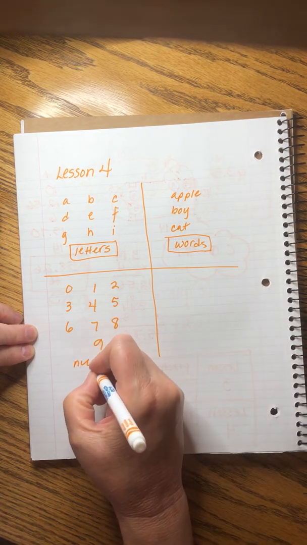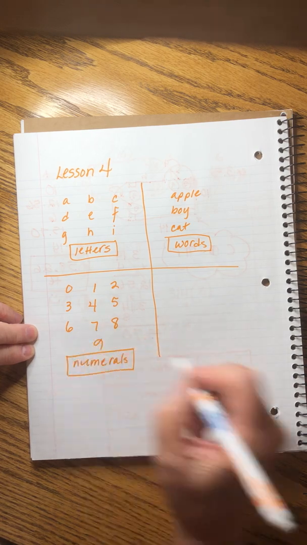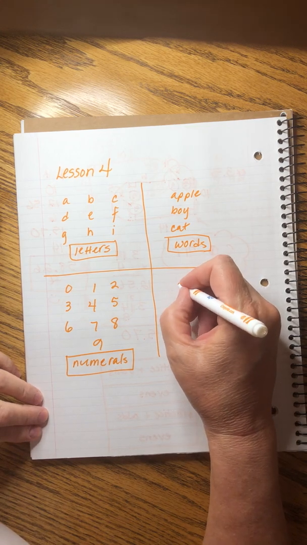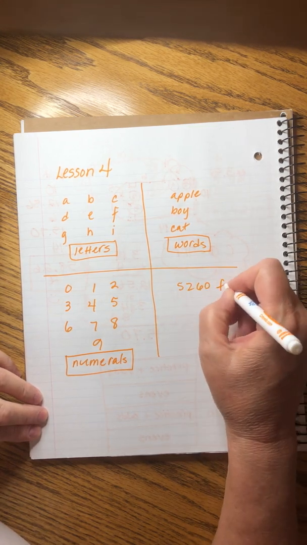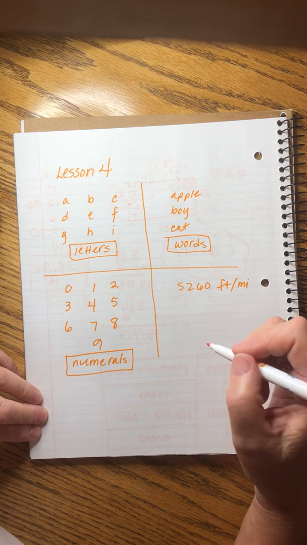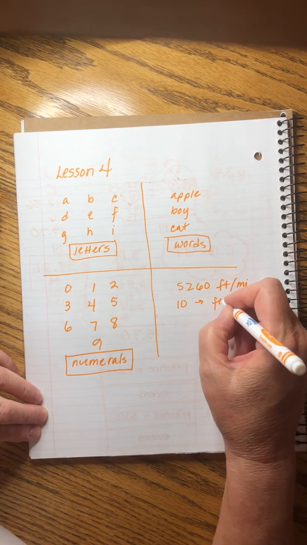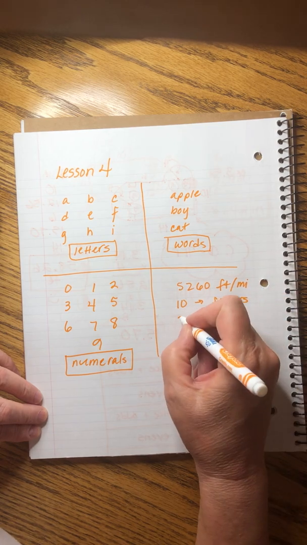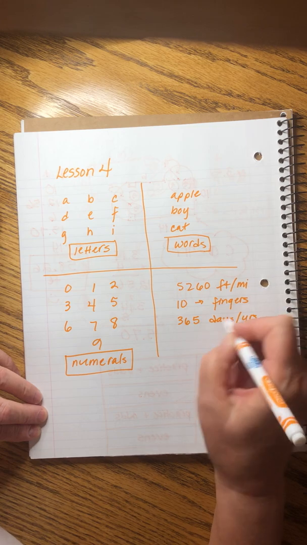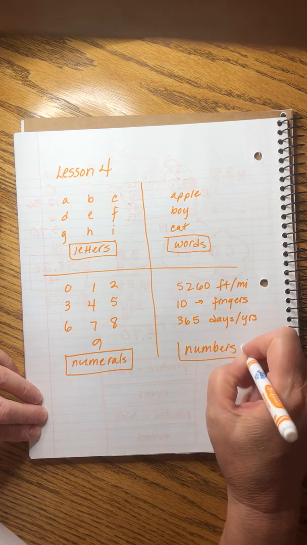These are what we should call numerals. We often refer to these as numbers. But numbers are actually things like what? 5260 is how many feet are in a mile, or 10 is the number of fingers that we have. I'm just trying to think of meaningful numbers. 365 days in most years, right? These are what we technically should be calling numbers.